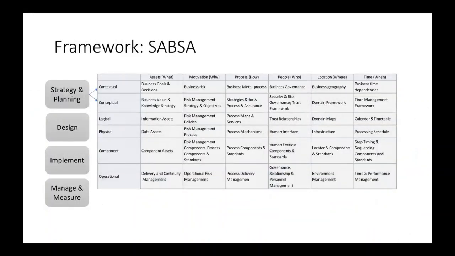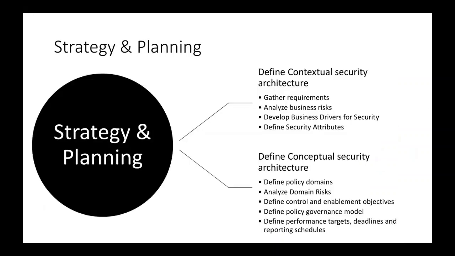So strategy and planning, we're talking about the contextual and conceptual layer of the SABSA framework. In strategy and planning, basically, you need to gather information, analyze the business risk, develop business drivers for security, and define security attributes. And I'll be discussing those in a bit more detail. And then define conceptual security architecture means define policy, domain policy framework, analyze domain risk, define control and enablement objectives.